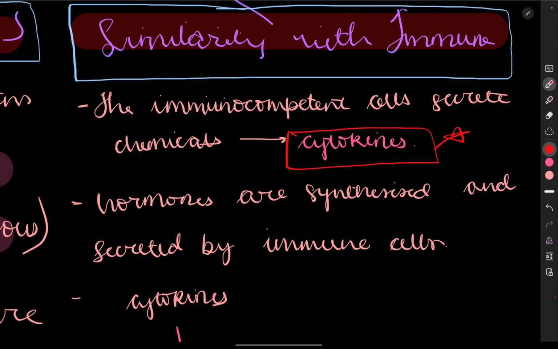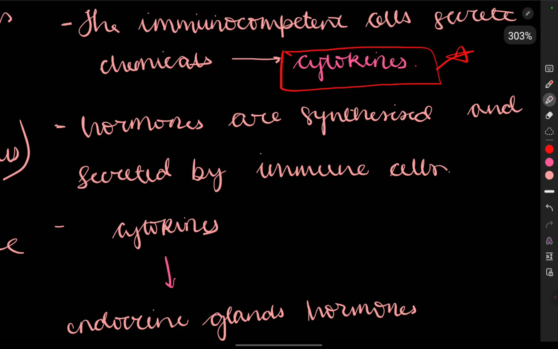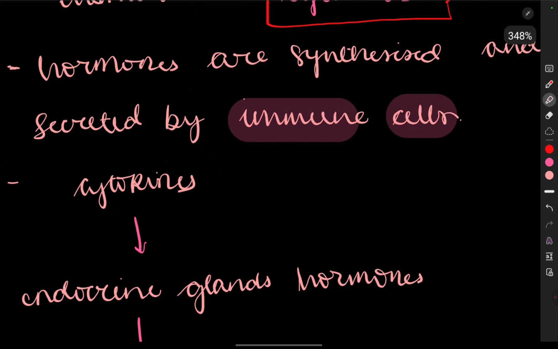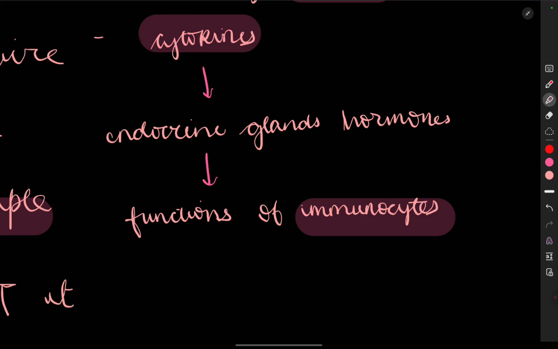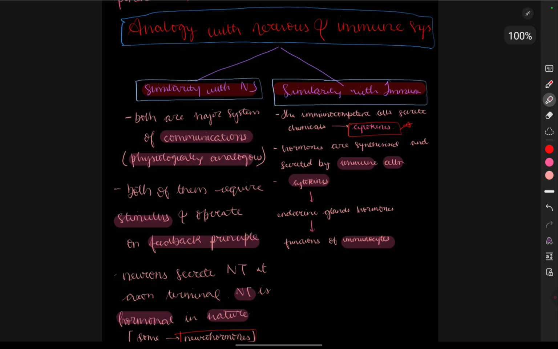Okay, so what are the chemicals secreted by the immunocompetent cells? Those are the cytokines. Hormones, they are synthesized and secreted by the immune cells. Cytokines modulate the endocrine gland hormones, and in turn the endocrine gland hormones modulate the functions of the immunocytes. And the immunocytes, the immune competent cells, again produce chemical substances like the cytokines. So this is very important. These are the similarities between the nervous system and the immune system.